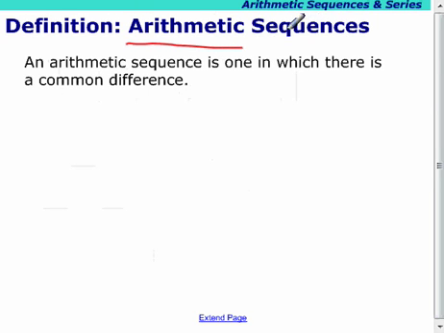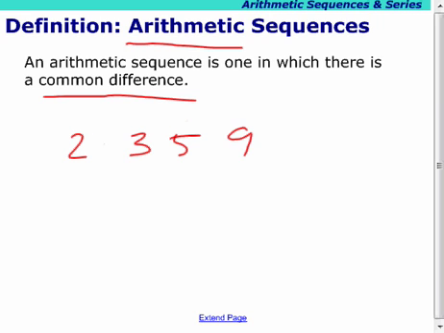We call it an arithmetic sequence when we have a set of numbers, or a sequence, a list of numbers in which there's a common difference. For example, if I had these ones, say 2, 3, 5, 9, 16, if I looked at that list of numbers, is there a pattern? Here I see a difference of 1, a difference of 2, a difference of 4, a difference of 7. I'm not seeing a pattern there.